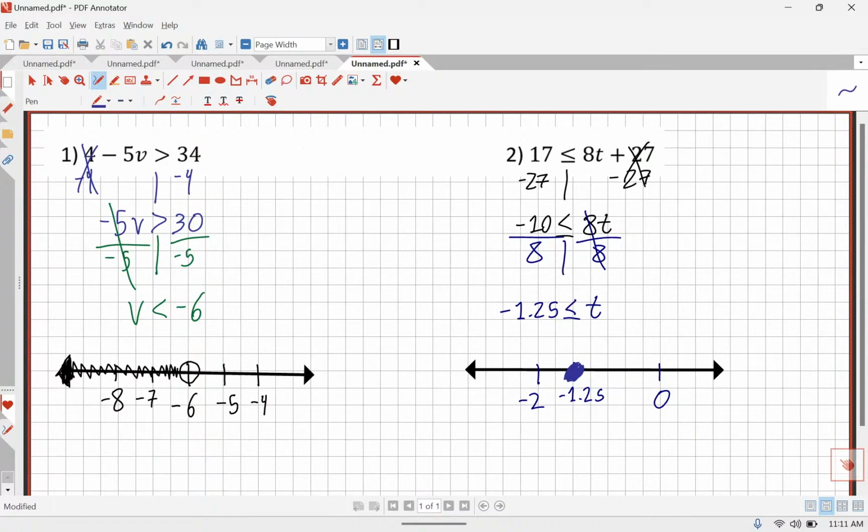This kind of messes people up. Negative 1.25 is less than what number? What's a number that negative 1.25 is less than? Tate, what is a number that negative 1.25 is less than? It's true. Negative 1.25 is less than 0. And so since that makes it true, I'm going to shade this direction.